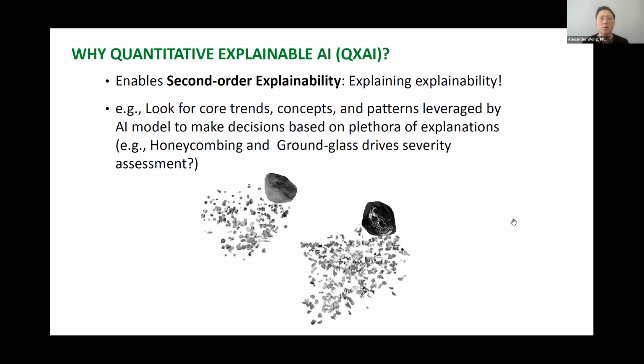Here's an example where we took second-order explainability and used it to really understand how an AI was making decisions for severity assessment. What we found was it was actually leveraging two main concepts. On the left-hand side, it was relying on ground glass opacities. On the right-hand side, it was really leveraging honeycombing patterns. This type of analysis not only allows us to understand our models better to help us improve them, but it also gives clinicians new insights into what might be important to look for in a given disease.